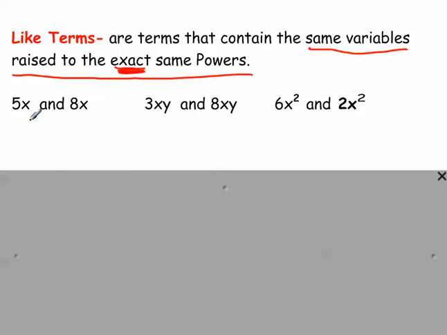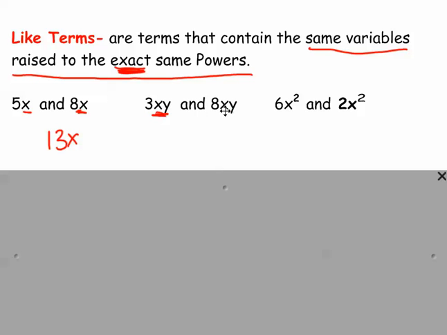So here are some examples. So 5x and 8x, they are like terms because they have the same variable. So I can easily add those together. So 5x and 8x is just going to be 13 x's. Just like if I said 5 xylophones over here and 8 xylophones over here, altogether I would have 13 of them. Okay?